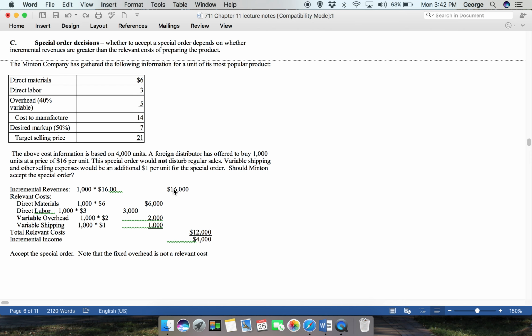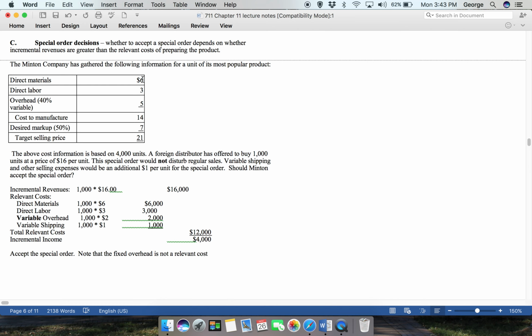So there are some incremental costs that we're going to have. Direct material, direct labor, and variable overhead are always going to be incremental, right? We're always going to have to spend those variable costs. Those are future variable costs that meet both requirements. They're differential and they're future. So if I didn't make this 1,000 units, I wouldn't have the $6,000 in materials, $3,000 in labor, and $2,000 in variable overhead.